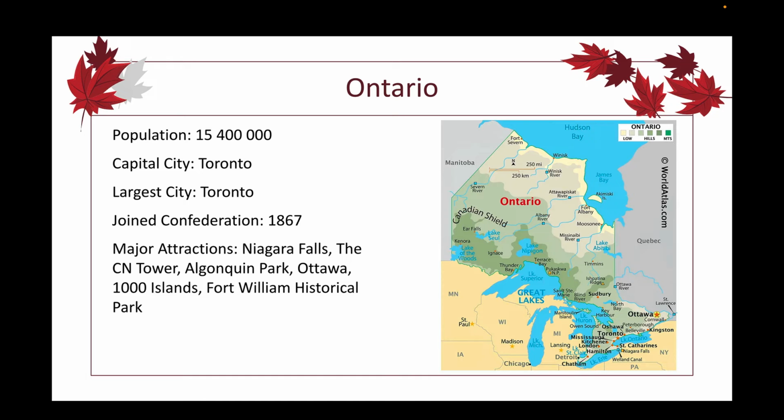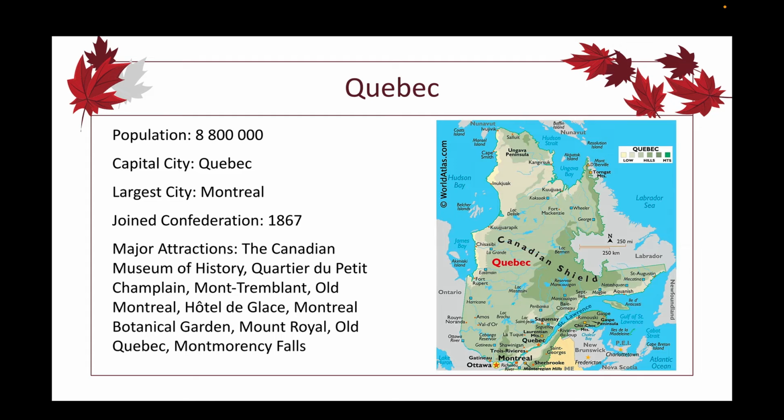To the east of Ontario, we have Quebec, just under 9 million people, with the capital city being Quebec, the largest city being Montreal, and joining Confederation at the same time as Ontario in 1867. They helped create Canada to protect their language, their culture, and as well as their civil law system once you get into the federal level. Being a very unique province, they have a lot of major attractions as well. You can see some of them are listed there.